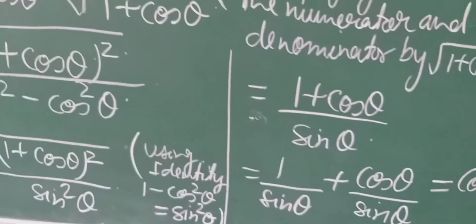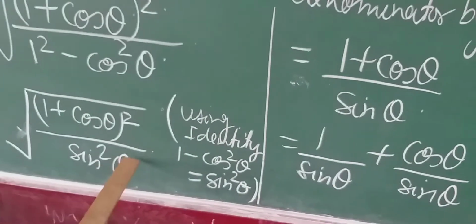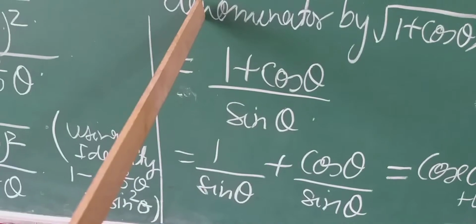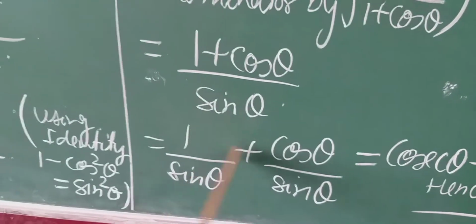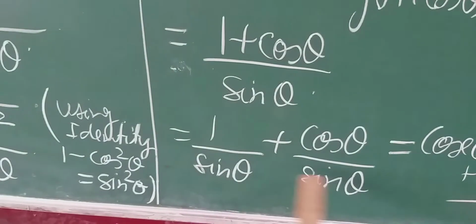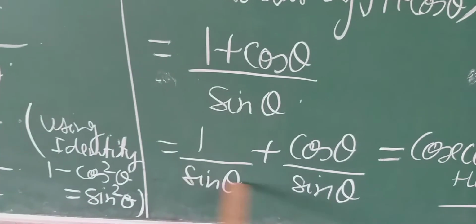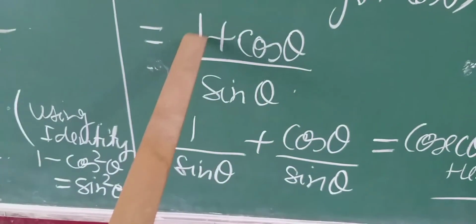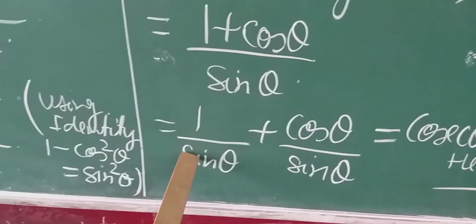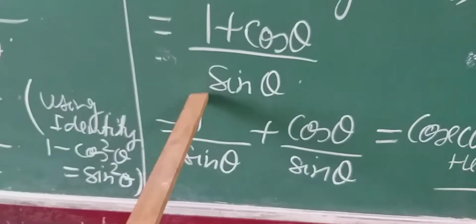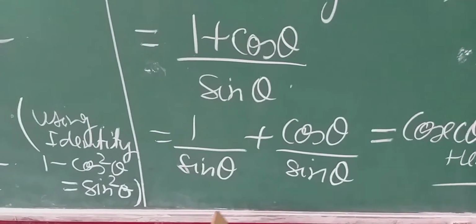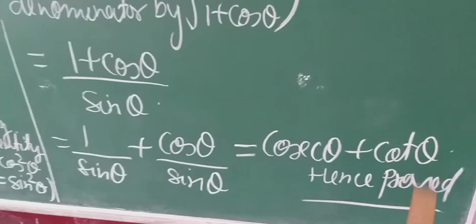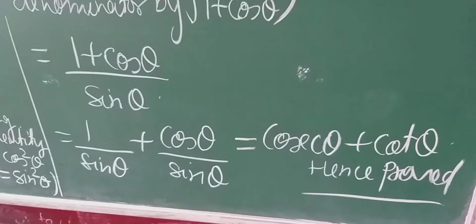Then it can be written as 1 plus cos theta upon sin theta. So when we separate both of them, we can write 1 upon sin theta plus cos theta upon sin theta. When we take LCM, LCM is sin theta, then we can get the same now. That's why we can write them separately. So we know that 1 upon sin theta is cosec theta, cos theta upon sin theta is cot theta. So this is equal to cosec theta plus cot theta, hence proved.